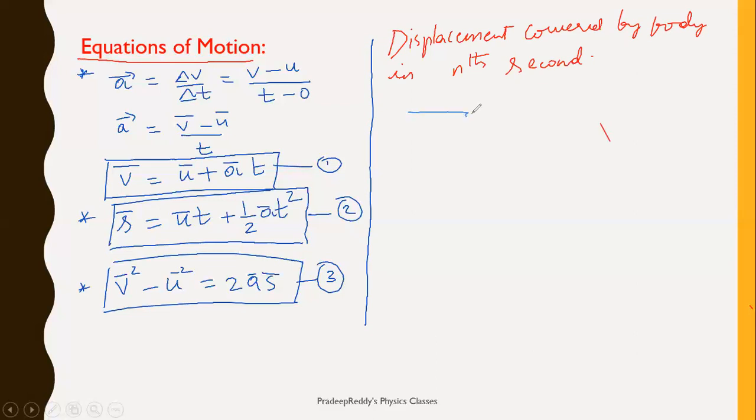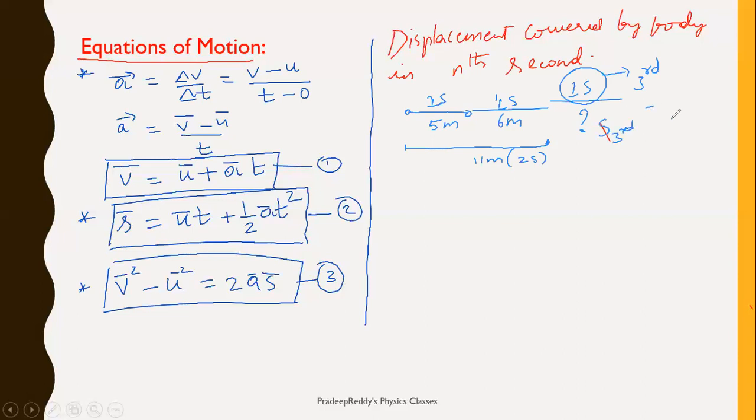Say, for example, in 1 second the body has traveled 5 meter. In the next 1 second the body has traveled 6 meter. And in the next 1 second the body can travel some other distance. Now the total length traveled from here to here will be 11 meter, and this is in 2 seconds. Now in this particular nth second, this 1 second you can write as third. This is the third second. In this particular third second, how much is it?